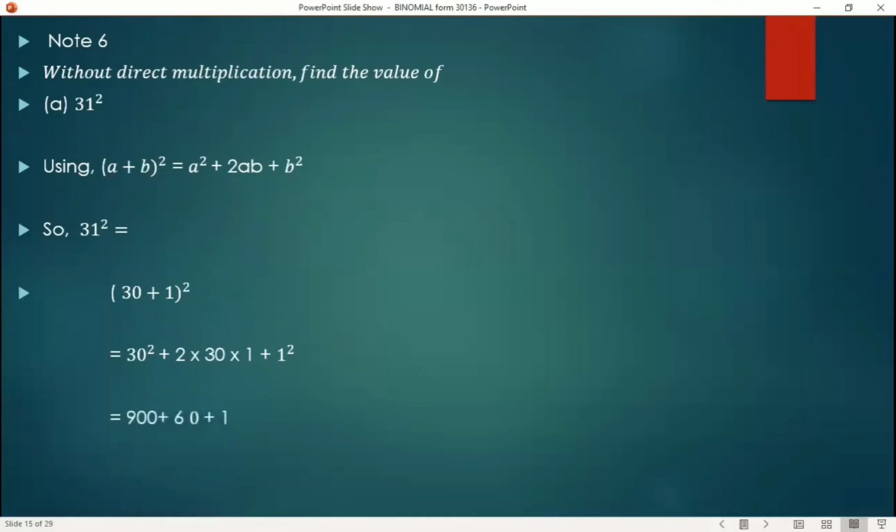So 30 times 30 gives 900. 2 times 30 times 1 is 60. 1 squared is 1. Final answer: 961.